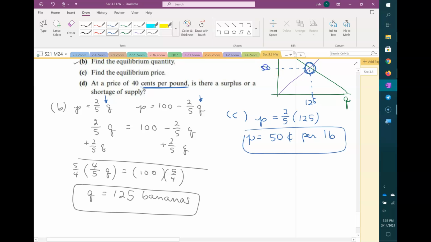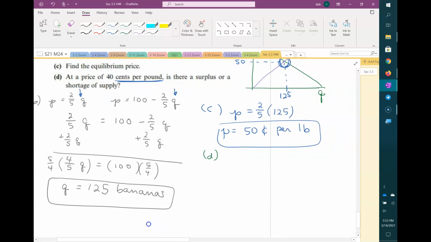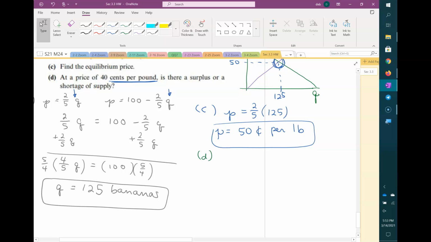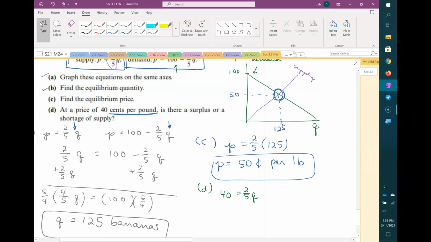So this is 50. And then it asks us, at a price of 40 cents a pound, is there a surplus or a shortage of supply? So let's look at what happens. If the price is 40, and I'm looking at the supply curve, then I want to solve for this Q, and I'm going to get that the quantity that the suppliers want to supply at that price is 100 bananas.